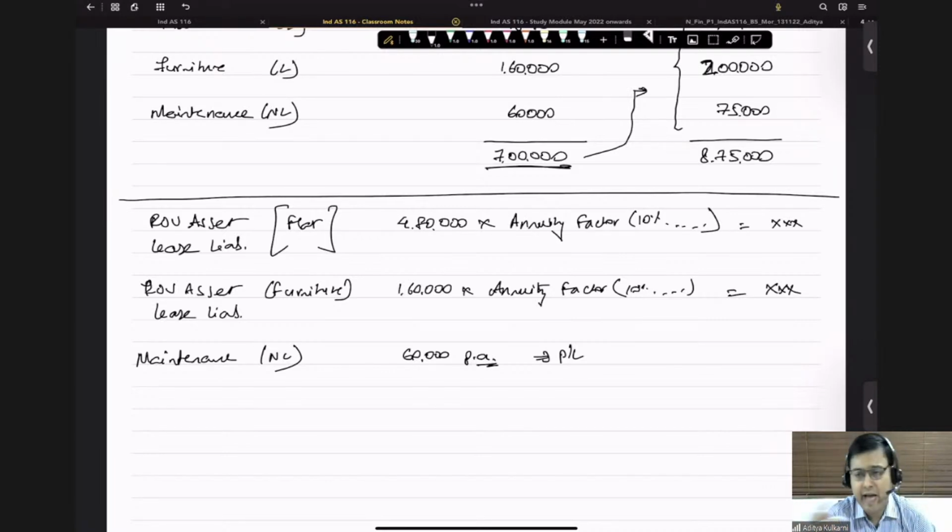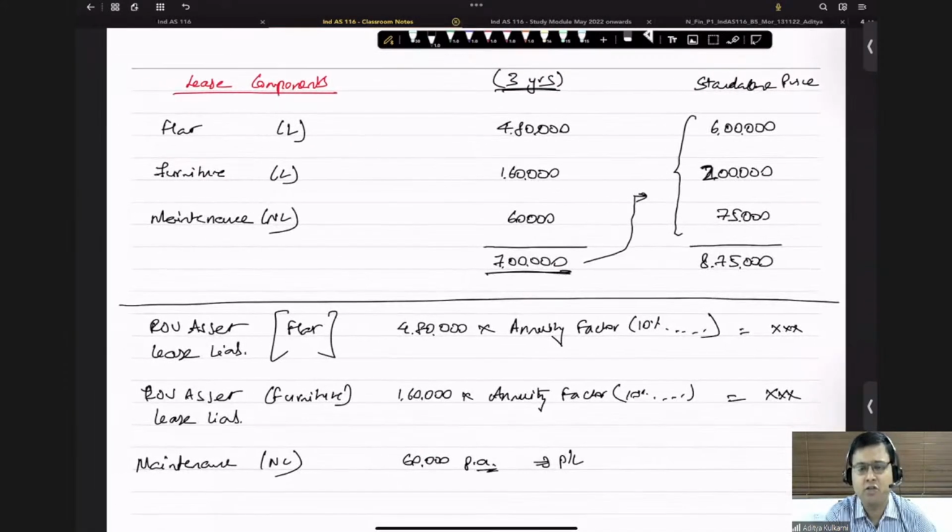Excellent. The standard, however, gives a practical expedient in this case. Practical expedient means standard बोलता है convenience के लिए ले सकते हो. So for convenience, what it tells is, do not allocate anything to the maintenance contract. You just take everything to the lease components only. In which case, this is the alternative I am discussing.